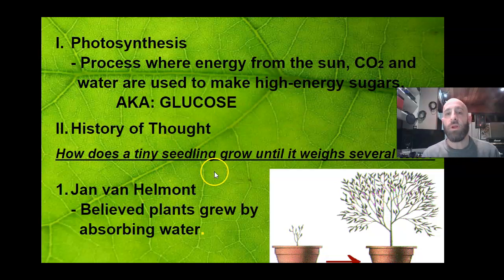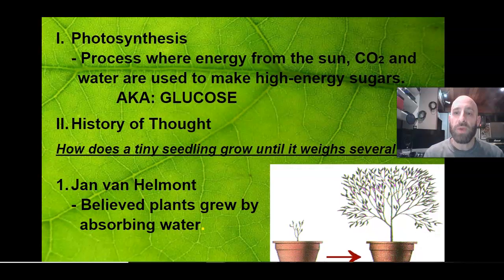The first person that we're going to talk about is a gentleman named Jan van Helmont. He was one of the first people to really look at plants and try to figure out what was going on there. His big discovery was that plants need water. He was the first person to really determine that plants need water.